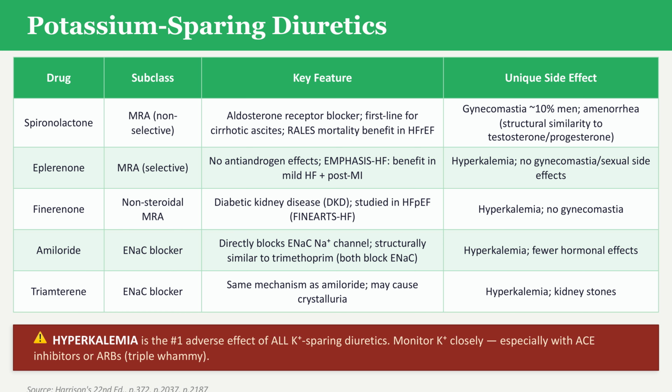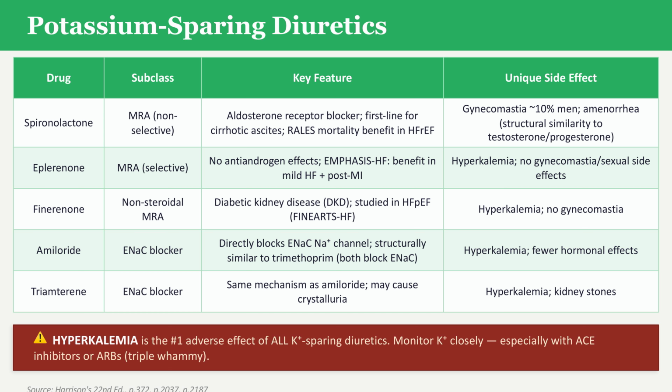The second subclass is the ENaC blockers, amiloride and triamterene, which skip aldosterone entirely and just directly plug the sodium channel. Same end result, potassium spared. These are weak diuretics. The collecting duct only handles about 2 to 3% of filtered sodium, but their real clinical power is preventing hypokalemia from other diuretics and, for the MRAs, delivering a genuine mortality benefit in heart failure. Spironolactone reduced mortality in NYHA Class 3 and 4 HFrEF in the RALES trial, and eplerenone did the same in milder heart failure in the EMPHASIS-HF trial.